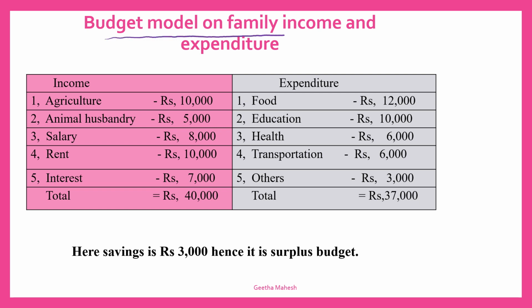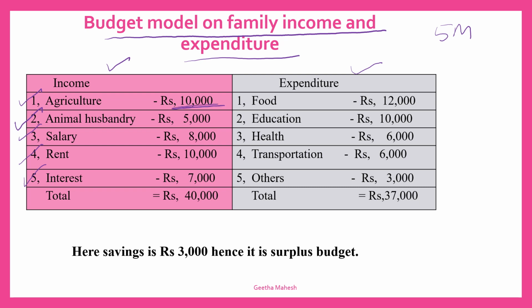Budget model on family income and expenditure. Dear student, this is also important for 5 marks. You have to prepare a model of a budget for family income. On one side you write down the income of a family, and on the other side expenditure. In this table you can see I have entered agriculture, animal husbandry, salary, rent and interest, and here I have entered the amounts.